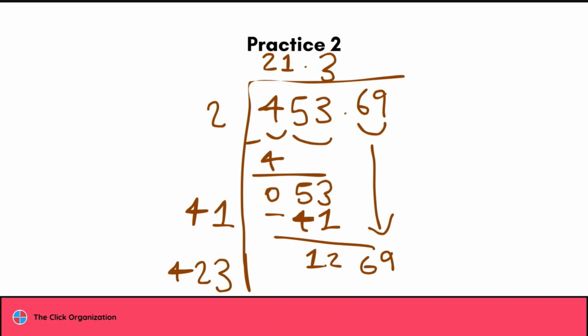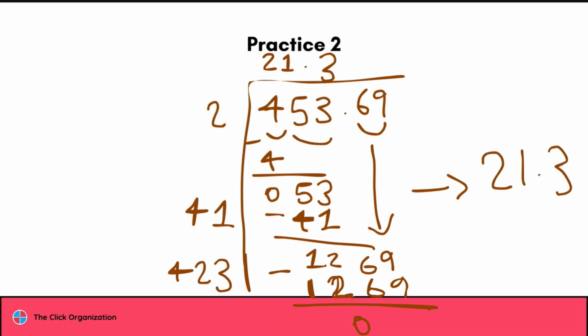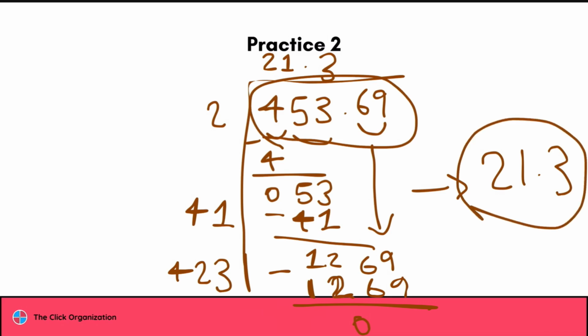3 times 423 is going to be exactly 1269. The result is 0. And the overall root is 21.3, meaning the square root of our decimal number 453.69 is 21.3.